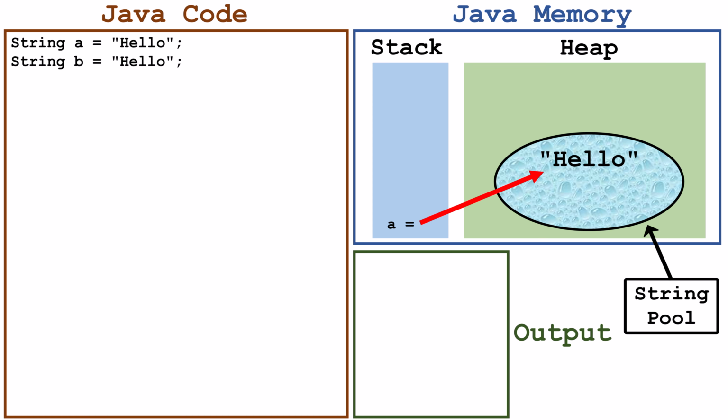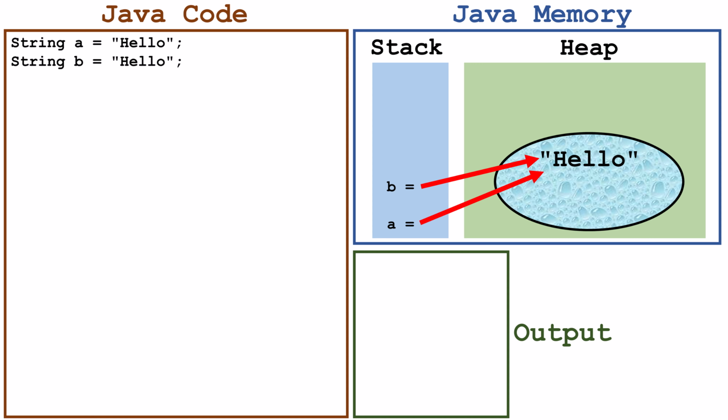This means if we create another string variable with the same value, Java will look in the string pool, see it's already there, and then have the new variable point at the same memory location. This behavior reduces memory usage. This behavior is different from most other object types in Java.